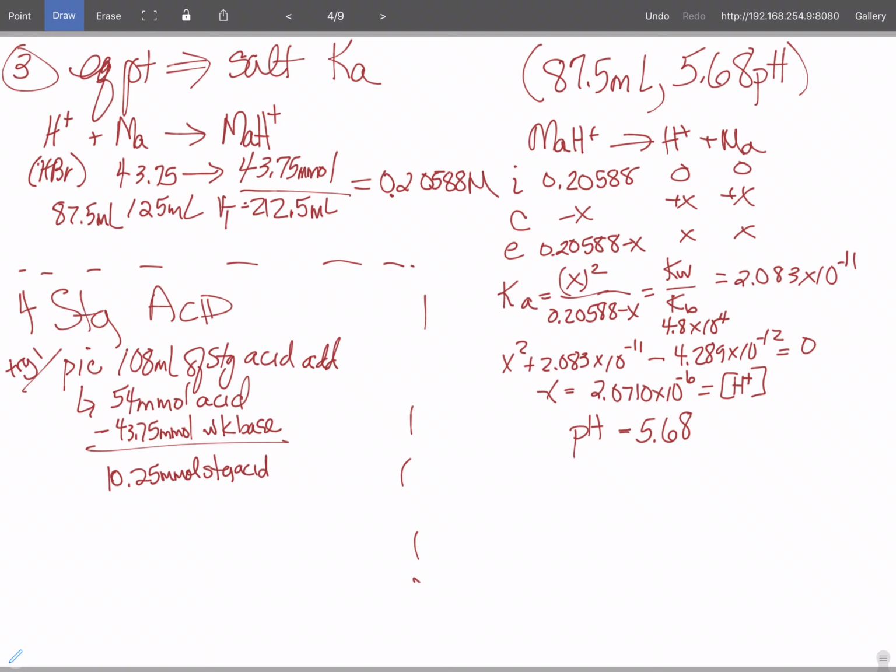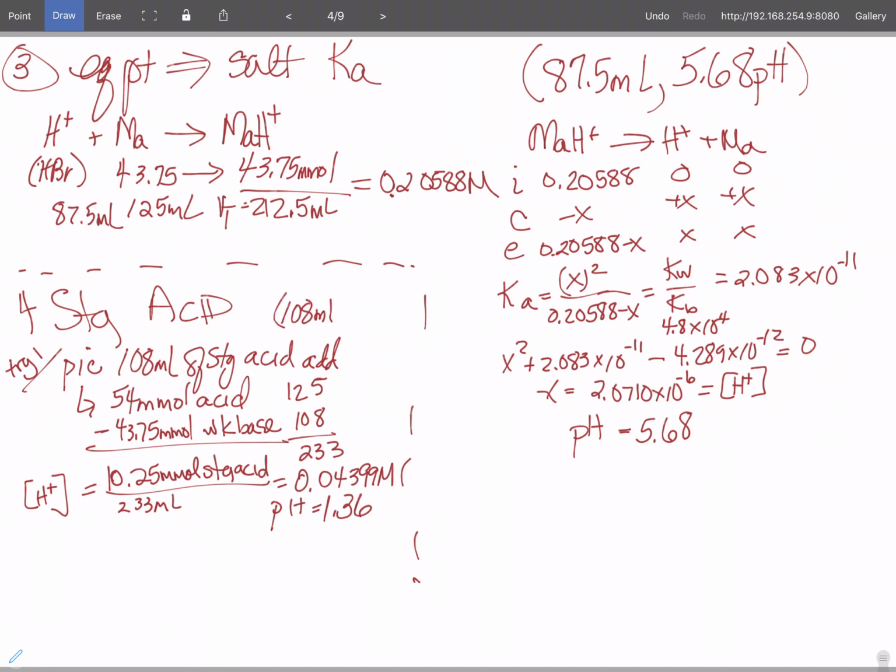Now, if you look at it, we started with 125 milliliters, and we added 108, so our new volume comes out equal to 233. So we have 233 milliliters, which means we end up with 0.04399 molar. Again, this is an H plus value, so our pH is equal to 1.36. Okay? So on this one, we would have 108 milliliters added to 1.36 is our pH.